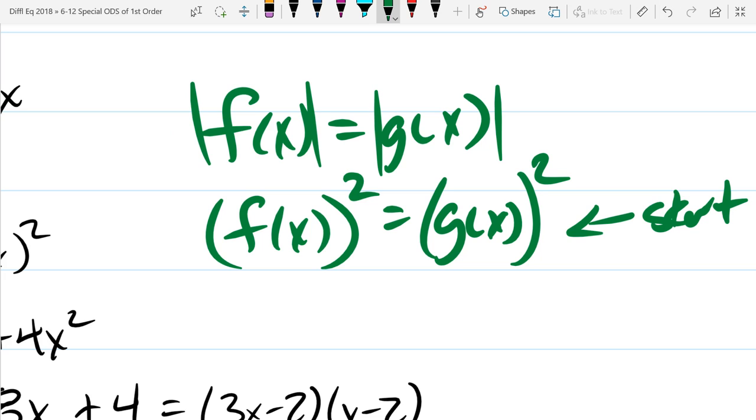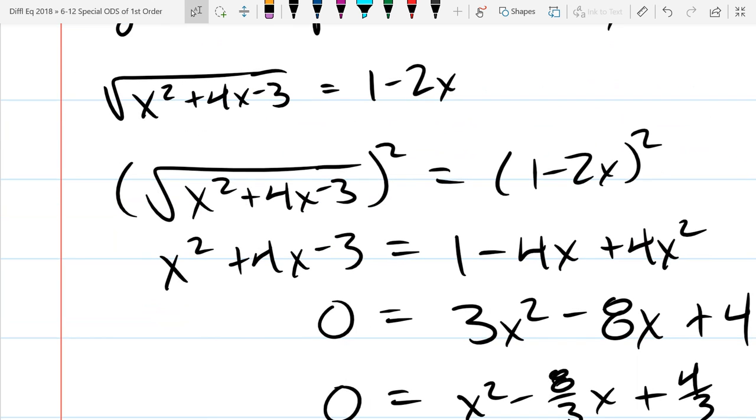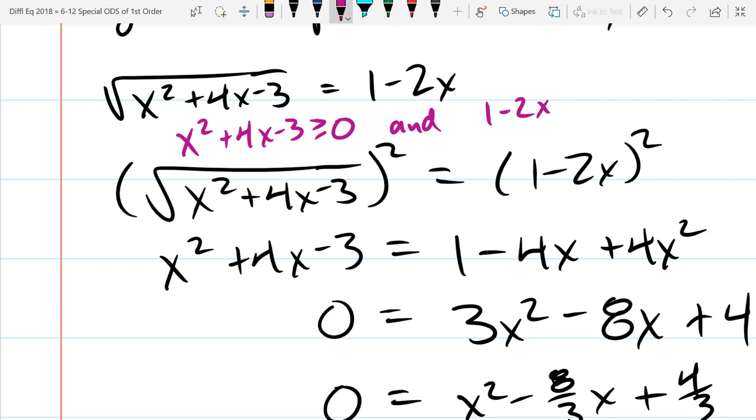So the problem is we started at the top line and then said, oh, well, we square them, they'll still be equal. Yes, but you eliminated the possibility that one could be negative. So that first step, squaring both sides, we got rid of the fact that, even though it wasn't written down, x squared plus 4x minus 3 had to be greater than or equal to 0. And 1 minus 2x also had to be greater than or equal to 0.